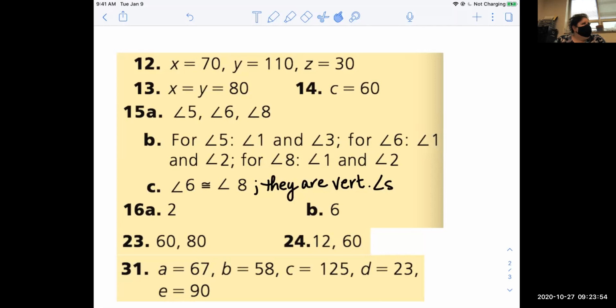So 15C asks the relationship between angle 6 and angle 8. You could either say they're congruent or that they're vertical angles. It was a little open-ended, a little vague, so either of those would be fine.